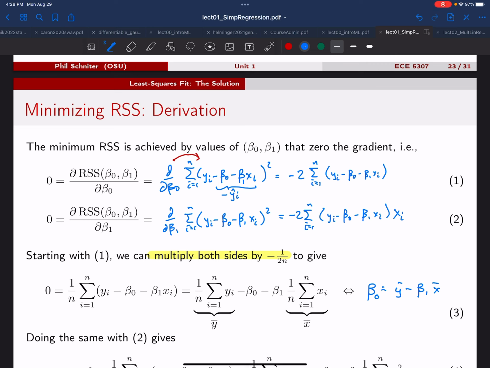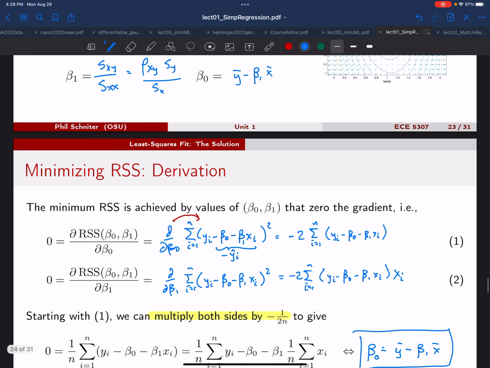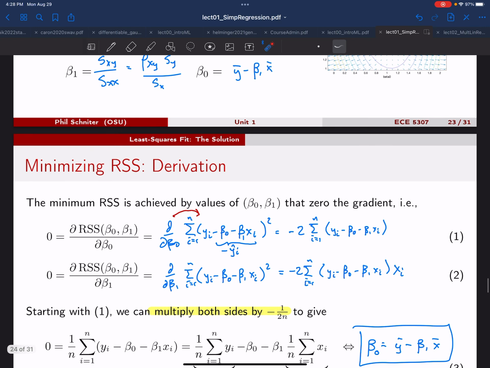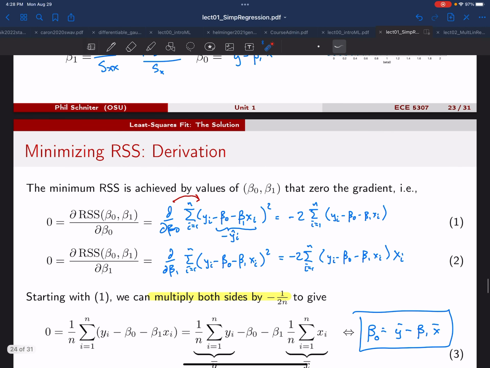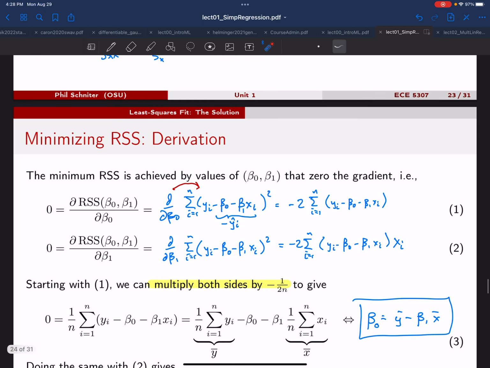So this is the first of the two equations that we had up above in the previous page. Okay, so this tells you the optimal beta 0, but it's in terms of the optimal beta 1. We don't know what that is yet. So that's the next part. We have to plug this in to what we have, get rid of the beta 0s, and then solve for the beta 1. Are there any questions so far?